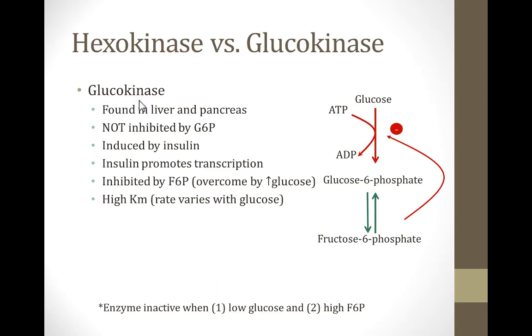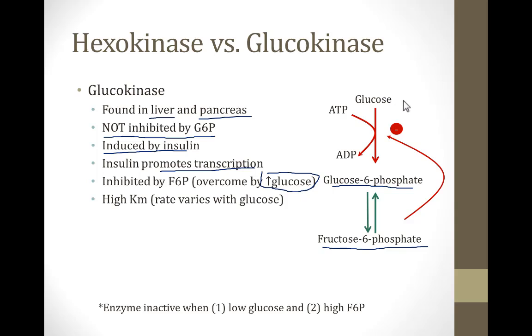Now let's talk about glucokinase. Glucokinase is found in the liver and also in the pancreas, and it has a couple of important differences from hexokinase. First of all, it is not inhibited by glucose 6-phosphate, and it is induced by insulin. In fact, insulin can promote transcription of this enzyme at a genetic level. Now, even though it isn't inhibited by glucose 6-phosphate like hexokinase, it can be inhibited by fructose 6-phosphate, which is the next molecule down the line in glycolysis. This inhibition, however, can be overcome by high levels of glucose, and let's talk about the implications of that.